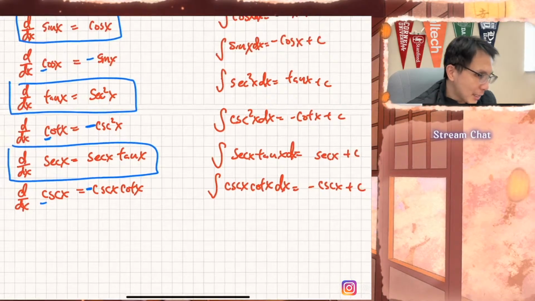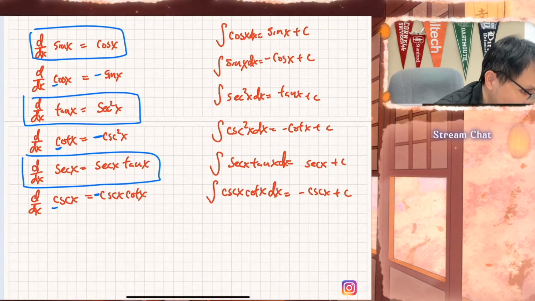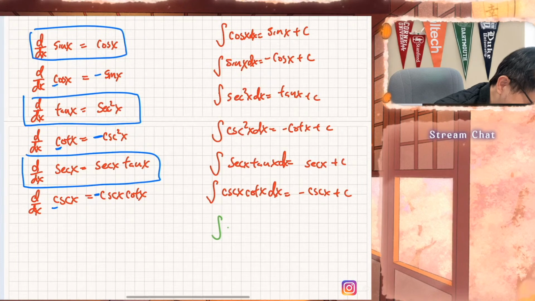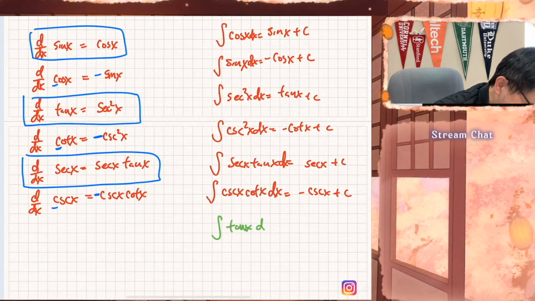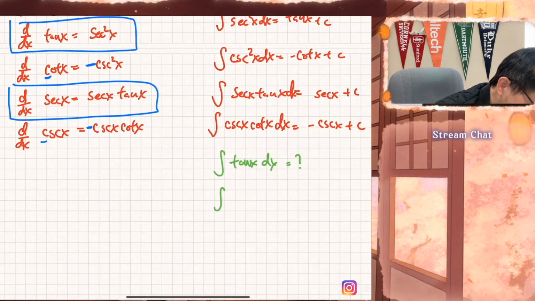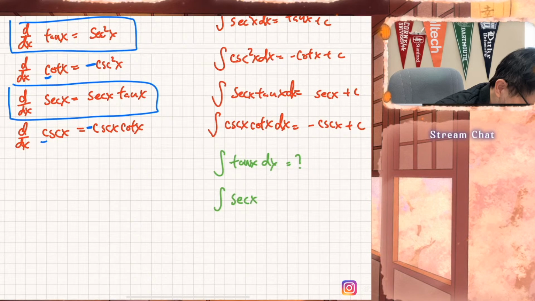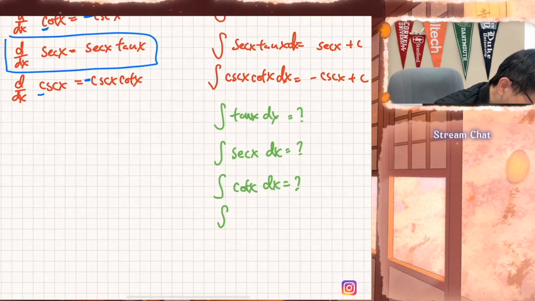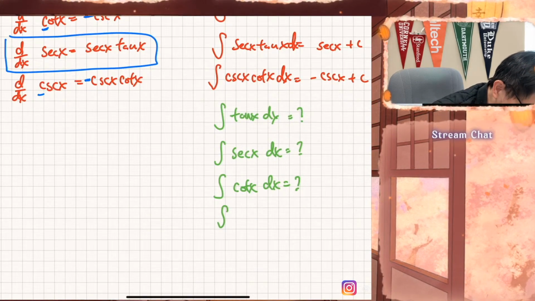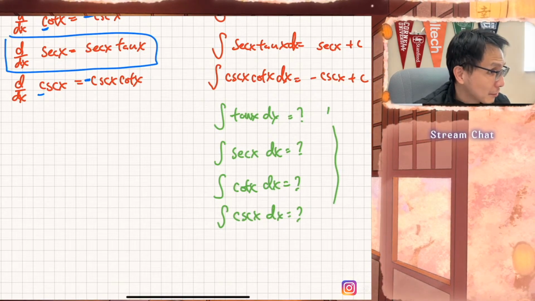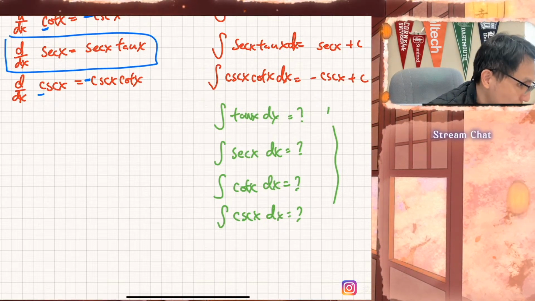So the only thing is we do miss some integrals though. We do miss something like integration of tan of x, and we're going to say that's question mark. We're going to have integration of secant of x, question mark, integration of cotangent of x, question mark, integration of cosecant of x dx, question mark. All those we haven't learned yet, and we're not going to show you until the time is right.